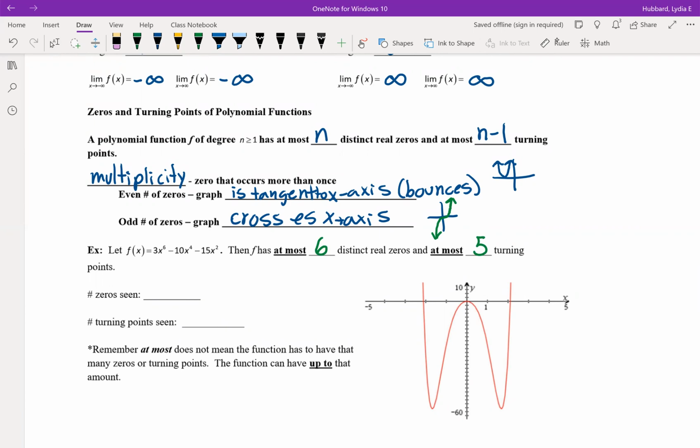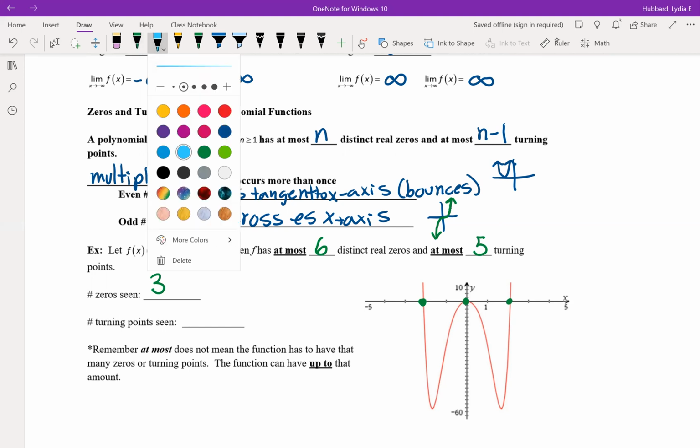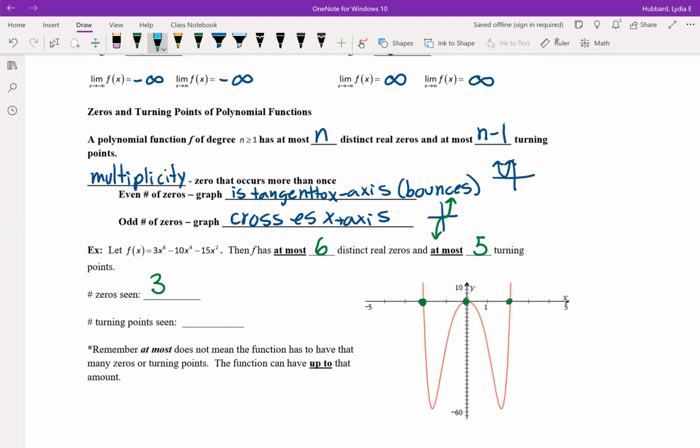Okay, and so we have that graph, it's given to us right here. And the number of zeros we should hopefully see is we have 1, we have 2, and we have 3. So we actually have 3 zeros seen here. And the number of turning points are where our graph changes direction. So our graph is changing direction down here. It's changing direction right here. And it's changing direction again down here. So that's 3 turning points.